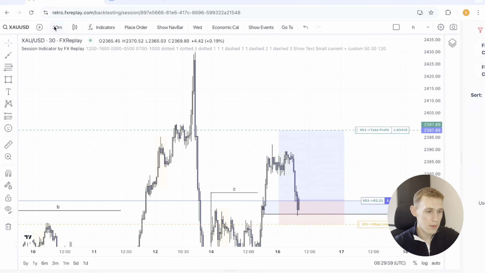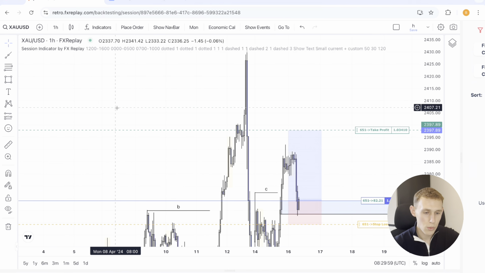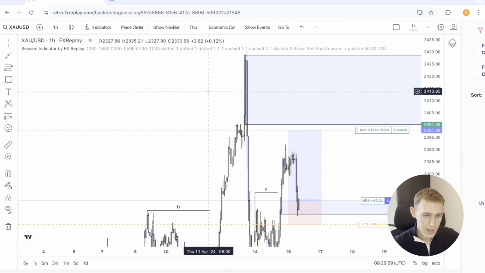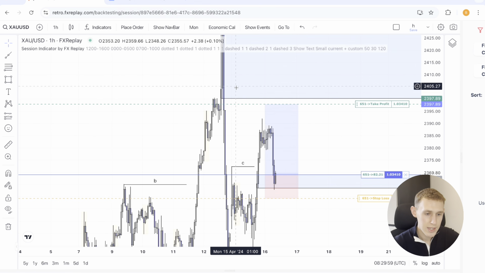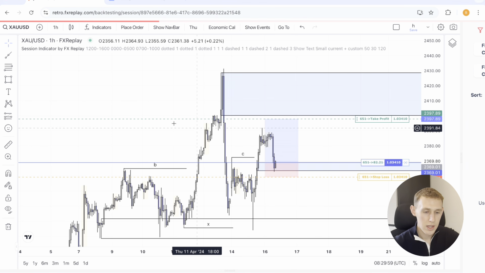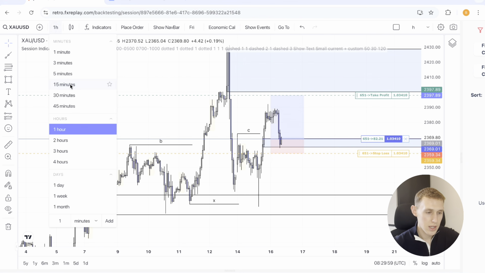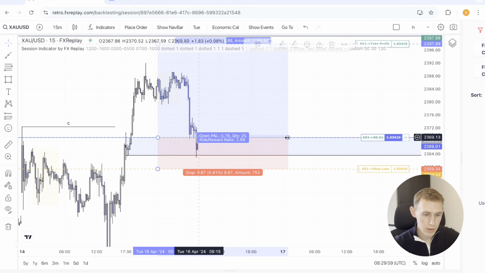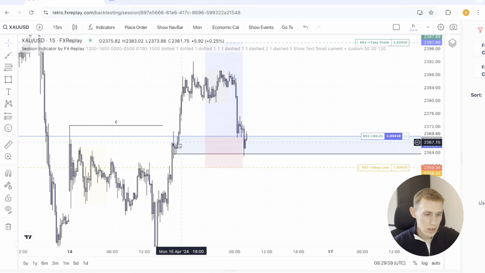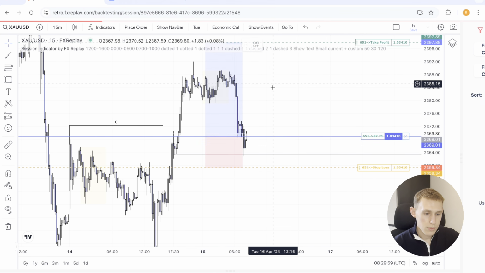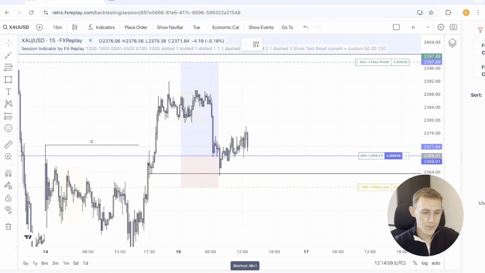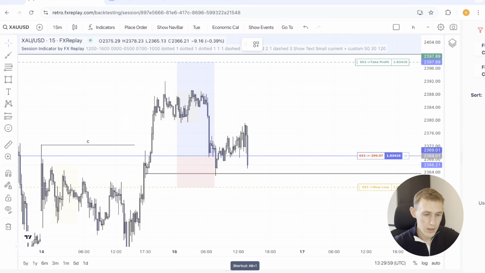I'm at least expecting price to head towards this sort of supply that price created. I'm not really interested in selling from this, but this could be a nice TP for us, or a nice area to kind of watch out for in terms of the buys. Cool. So nice reaction so far. Let's see if this can continue. There we go. I'm liking that.